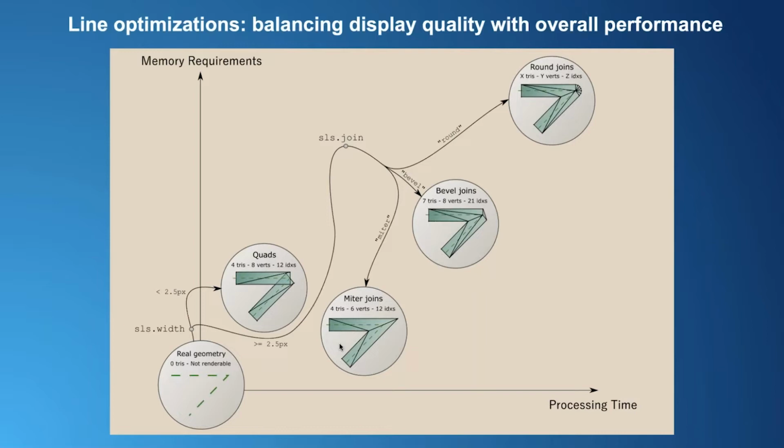Probably the join that looks the best, if you ask most people, is the round join. But that join takes a lot more processing time and therefore requires a lot more memory as well. So when we were working on optimizing this process, we did a lot of testing to see how much it was actually worth it to use the round join at certain line widths. And we determined that when you hit about 2.5 pixels of width or less on lines, you can't really see a visual difference between any of these joins, even with the quads.